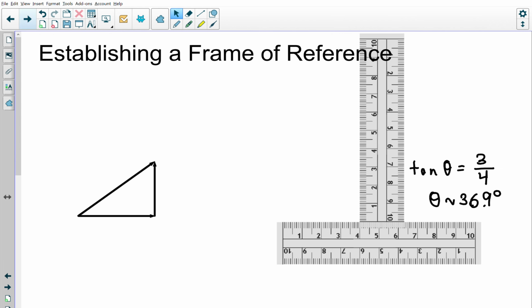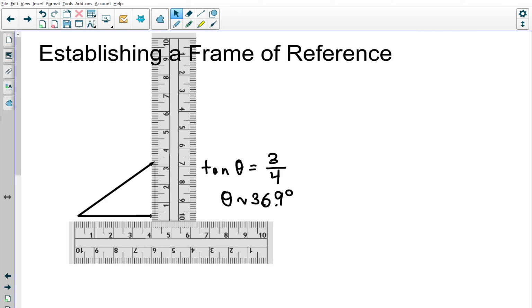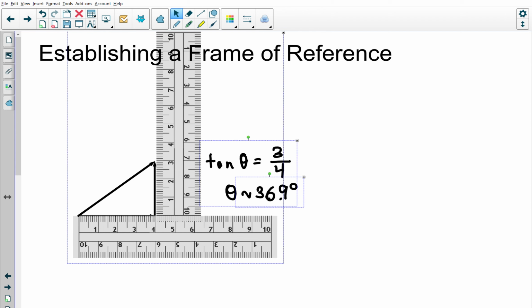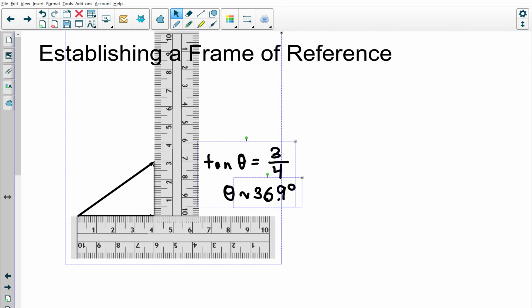All right. The thing we have to do in order to actually make sense of our vectors is establish a frame of reference. Now, look at these two rulers here. I had already preset this up. There we go. If you notice, there's a triangle here. The base is 4. The height is 3. The hypotenuse is 5. A 3, 4, 5 triangle.